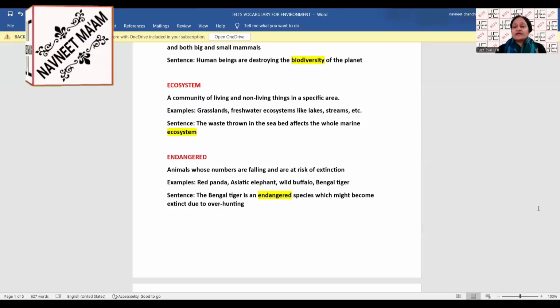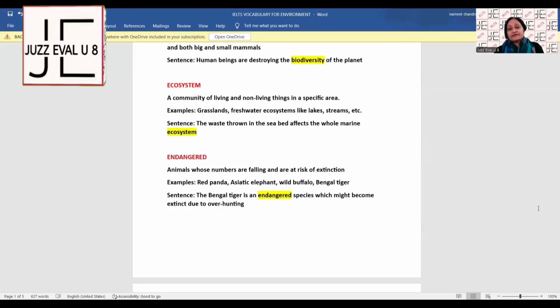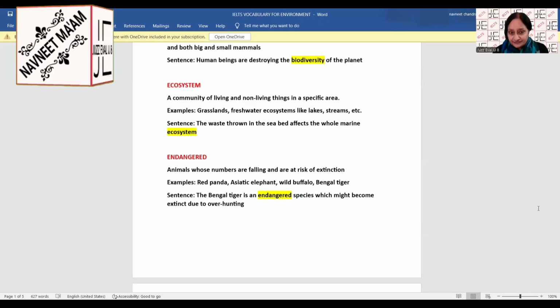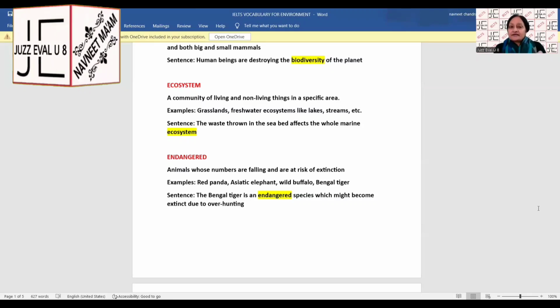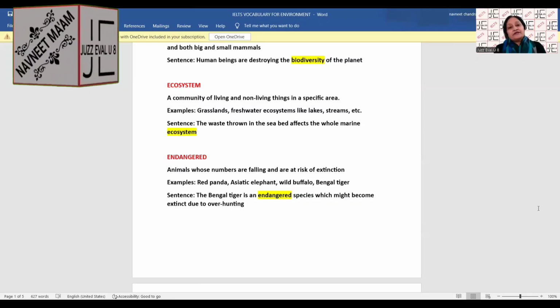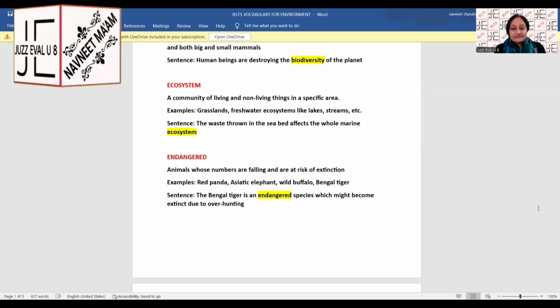Now, see the sentence. The waste thrown in the seabed affects the whole marine ecosystem. That is, the entire system in which marine life exists.